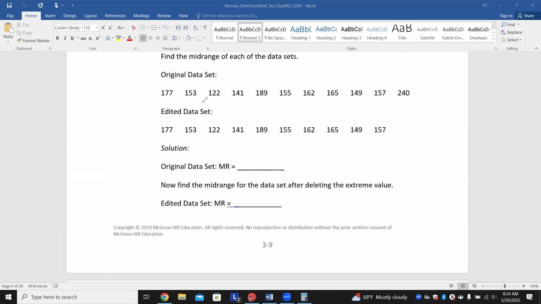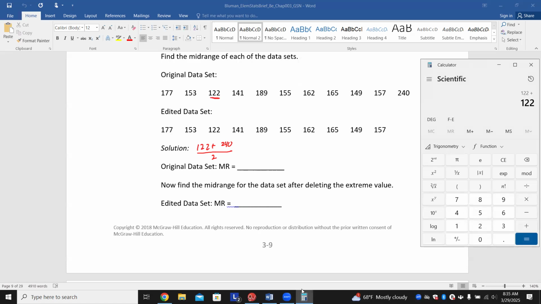So again, the original, the lowest, I believe, would be, is that 122? I think that's right. So 122, I believe, was the lowest. And we're going to add that to the highest value, which is 240 in this example, and then divide by 2. Let's pull up our calculator. So that's 122 plus 240. Divide that result by 2, and we get 181. So the mid-range of the original data is 181.